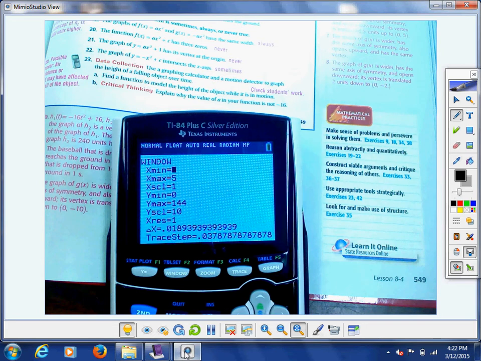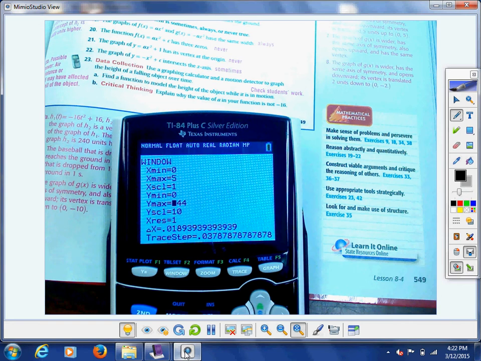So in order to do that, we need to set the minimum x at 0, okay? So do that and then arrow down to the x maximum. We don't need it very big, so just press 5. The scale, I want the x's to go by ones. So press 1 if it's not already there. Now the y minimum, we want to start at 0. We don't really need anything under that because we want to stay first quadrant.